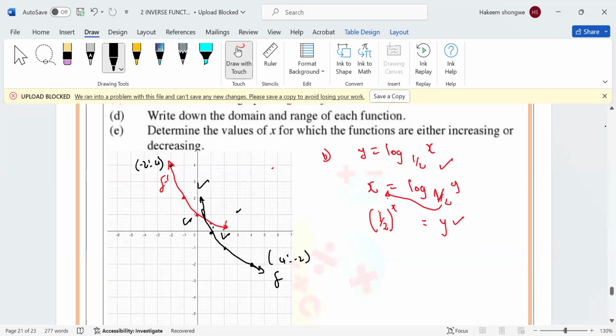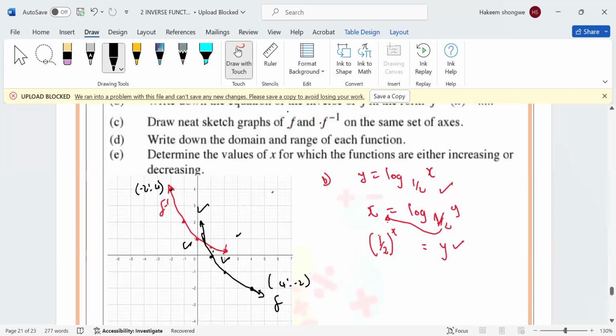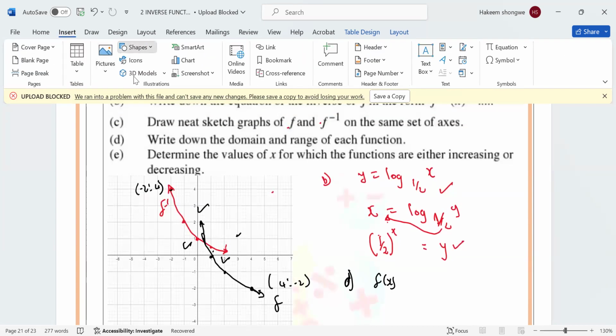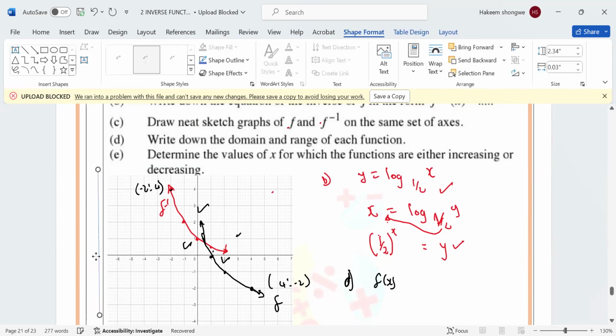Let's go to number D. Write down the domain and the range of each function. On number D, for f of x, I'm going to use the black color. Let's start with f of x. What is going to be the domain of f of x? F of x is the log function, so it's greater than 0.